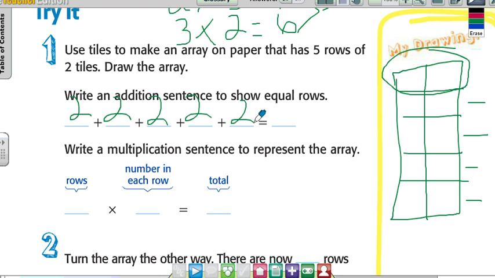Or you could write the multiplication sentence. How many rows do I have? 5 rows. But how many in each row? 2. There you go. So this is 5 times 2. So 5 times 2 should be the same thing as 2 plus 2 plus 2 plus 2 plus 2, which is 10.